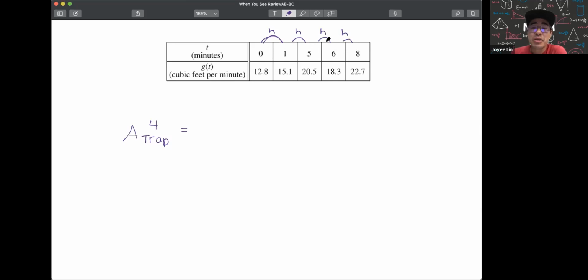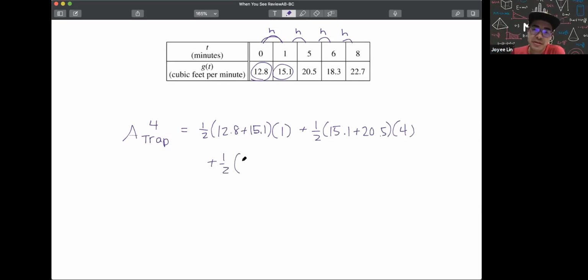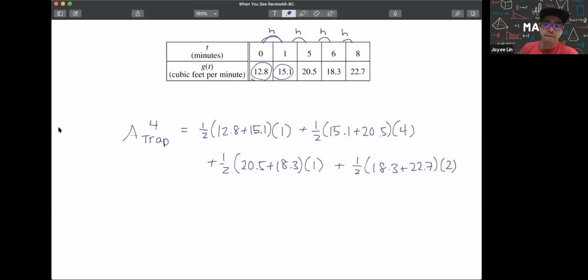And just to reiterate, you're likely going to have different heights. And then these are your two bases, right? So the first trapezoid is 1/2 base 1 plus base 2 times the height. The height is the difference between those two values, right? Plus 1/2 base 1 plus base 2 times the difference in the heights, plus 1/2 base 1 plus base 2 times the height. That's the difference of 1, plus 1/2 base 1 plus base 2 times the difference of the heights. So those are your 4 trapezoids, right?